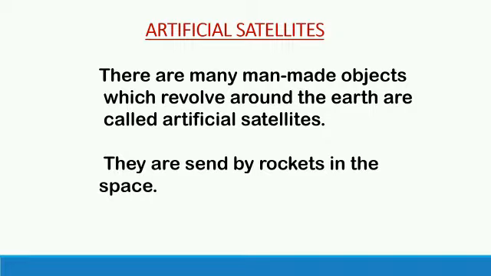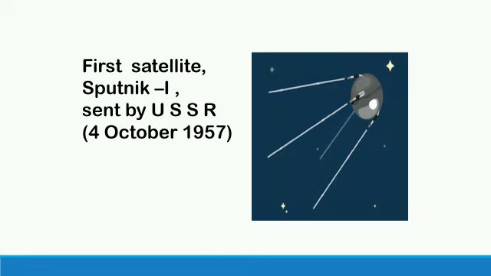You know that the moon is the only natural satellite of Earth. Then what is a satellite? A satellite is an object that goes around a star or a planet. Natural satellites of planets are called moons, and Earth has only one moon. Now, there are many man-made objects which move around the Earth, called artificial satellites, and these are sent by rockets into space.